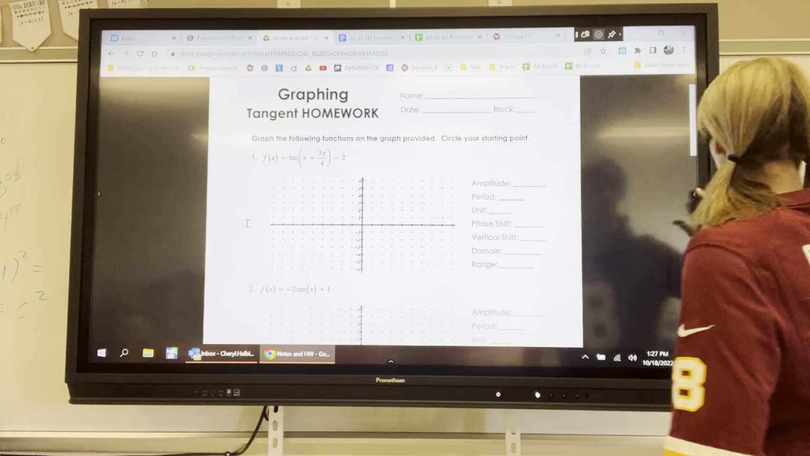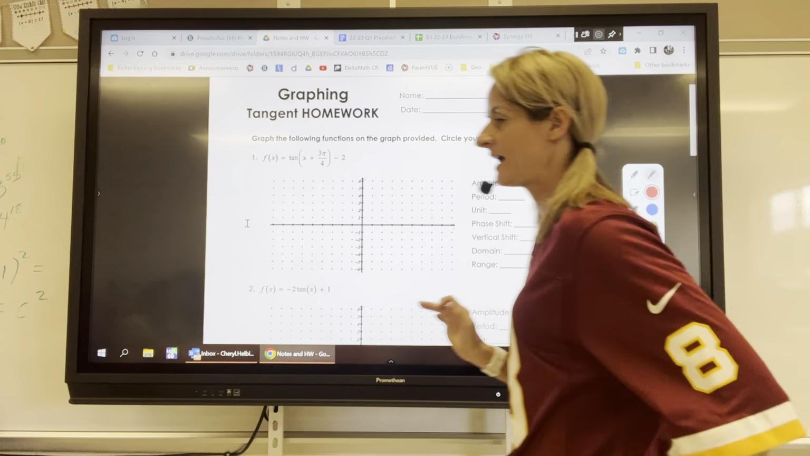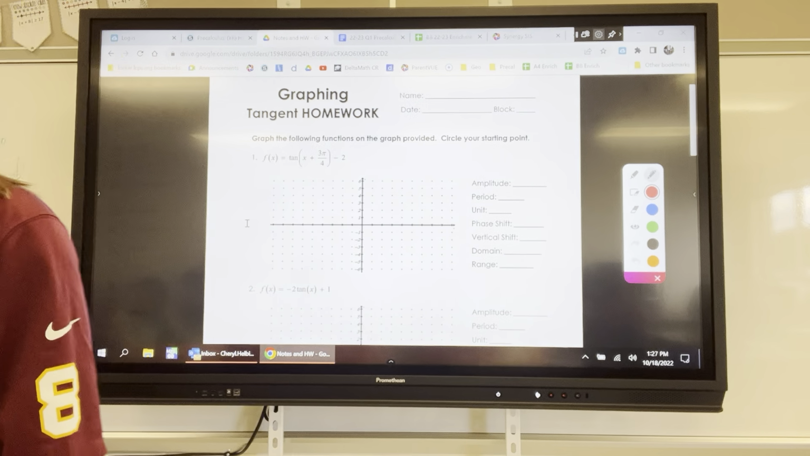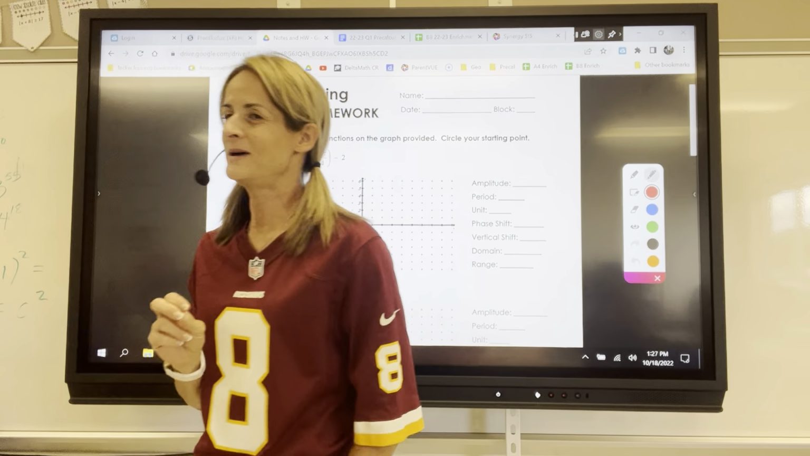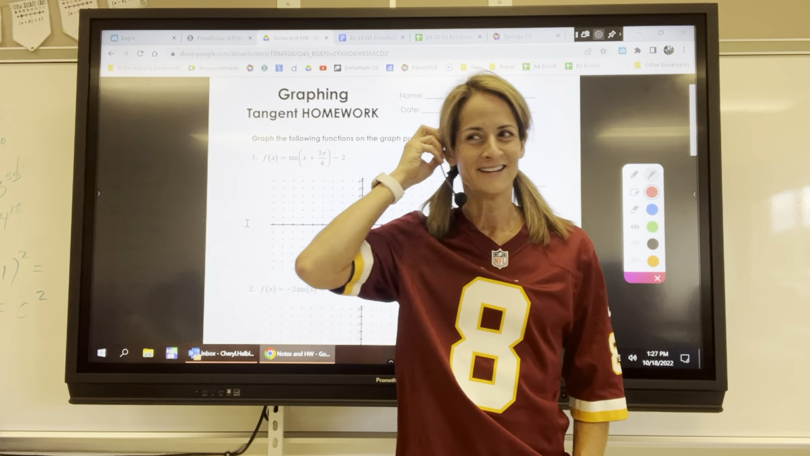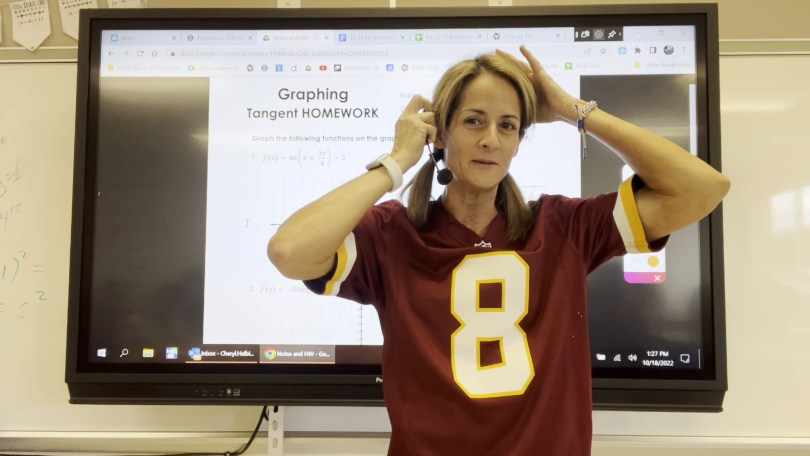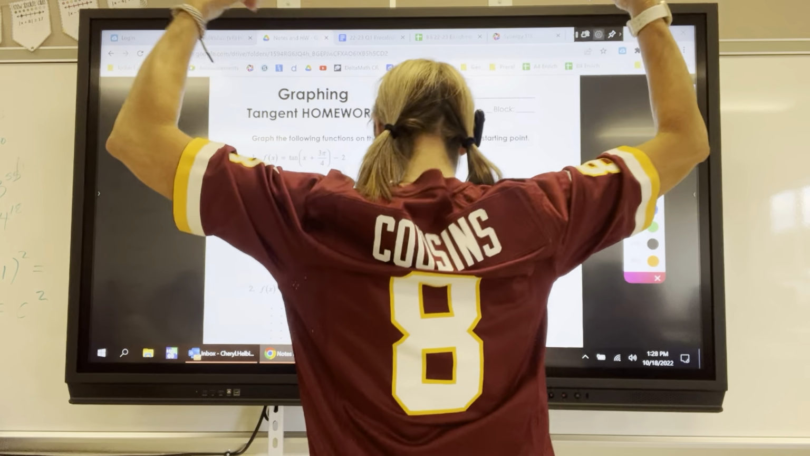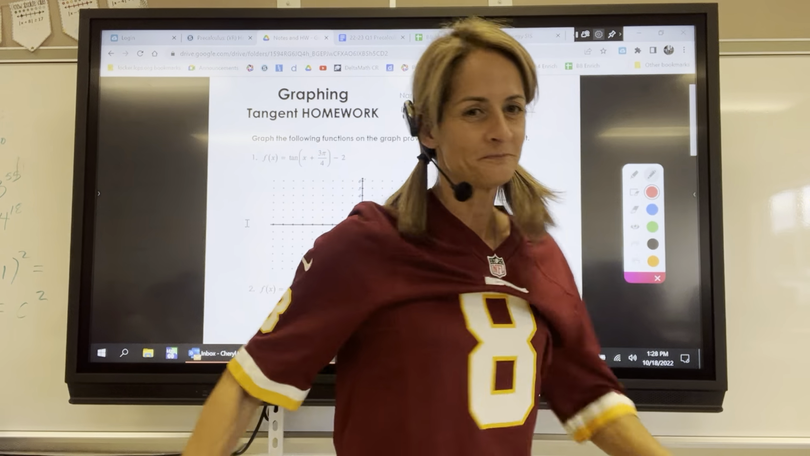So, last class we graphed sine and cosine functions. You guys look great today, by the way. Okay, it's dress up day, it's time travel day.